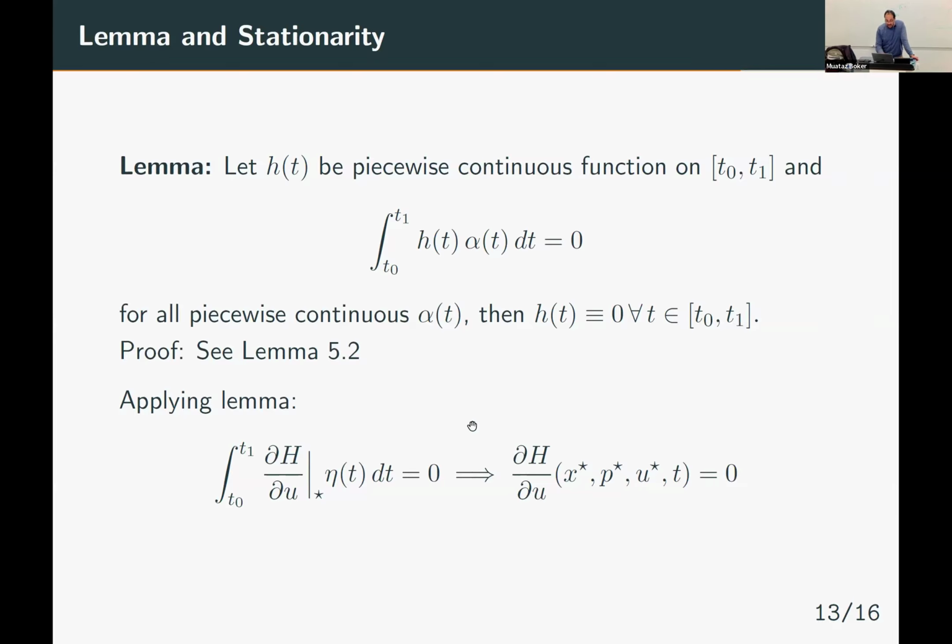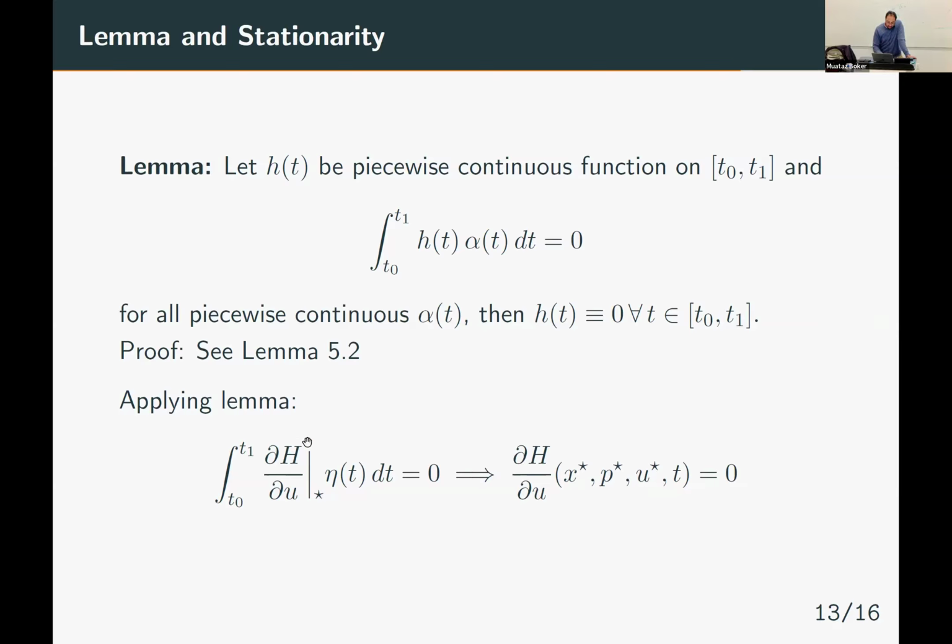So if you apply that lemma here, we have the partial derivative of H with respect to U, evaluated at X star, times eta, equal to 0. We know that eta is a piecewise continuous function of time, not necessarily equal to 0. Then, based on this lemma, this function must be equal to 0 when evaluated at star. This is how we write it.